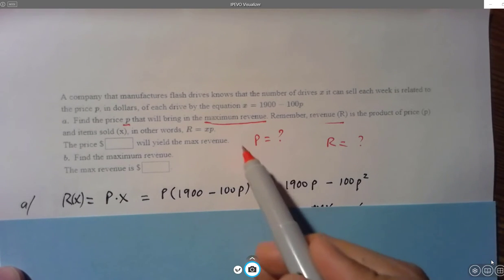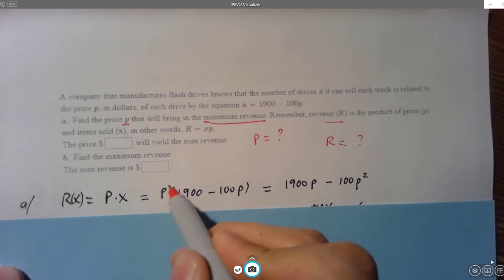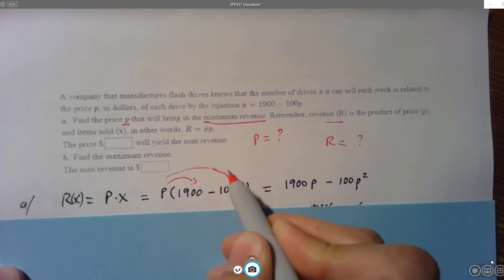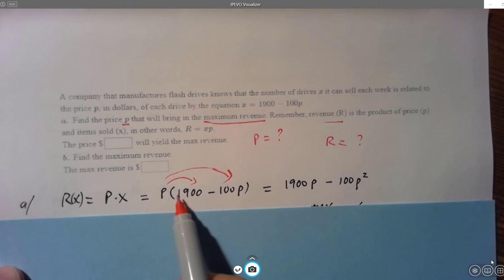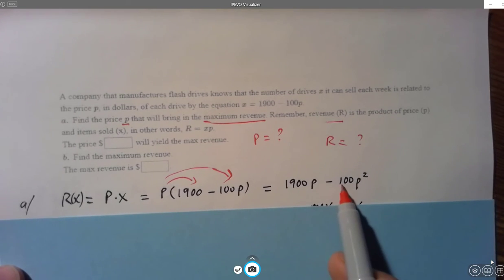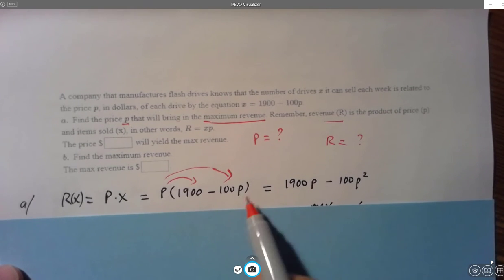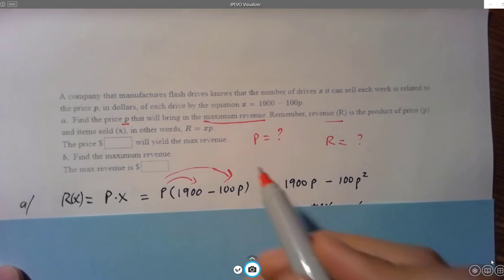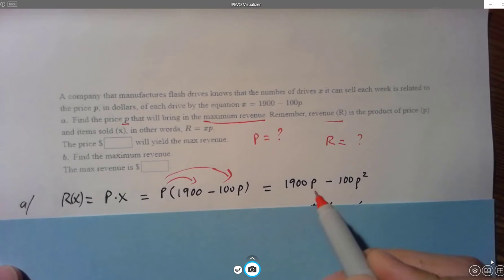Okay, and now from here we distribute. You get 1900 times P, and then minus P times 100P gives minus 100P squared. Okay, so now this is the function for the revenue, and you want to maximize this value. What should be the price P?